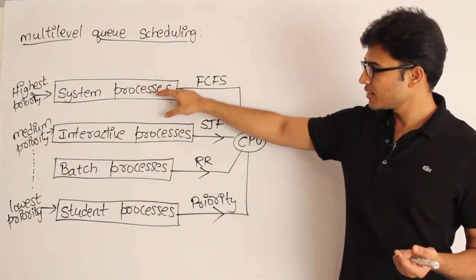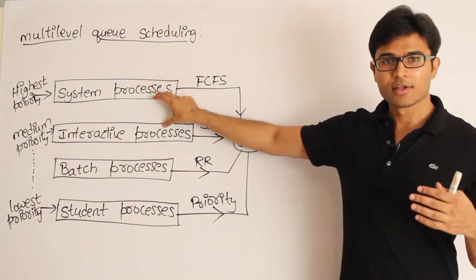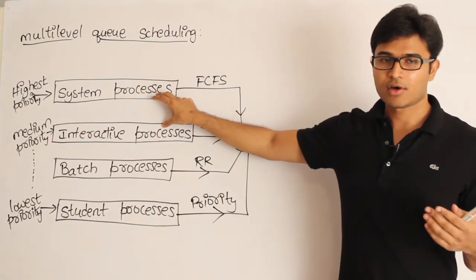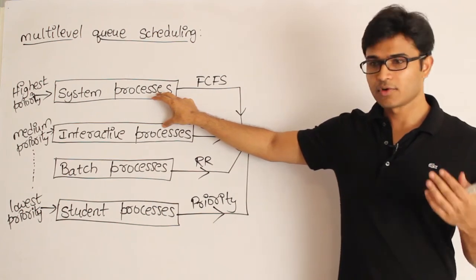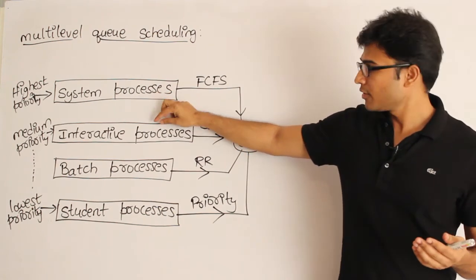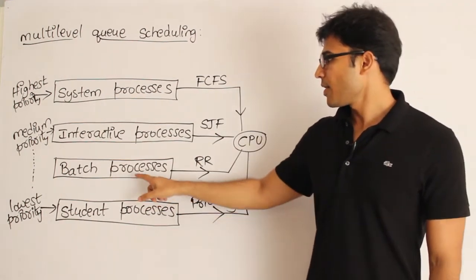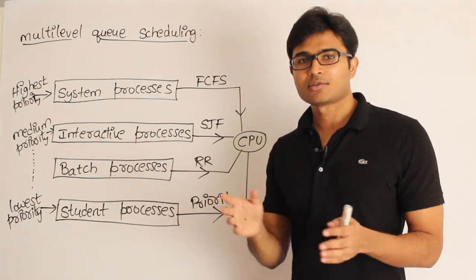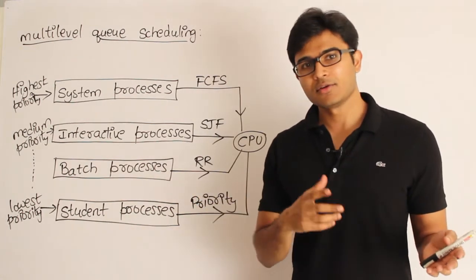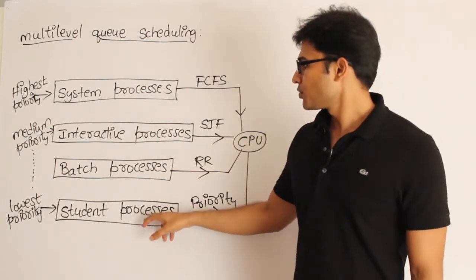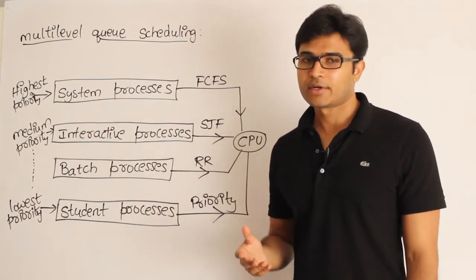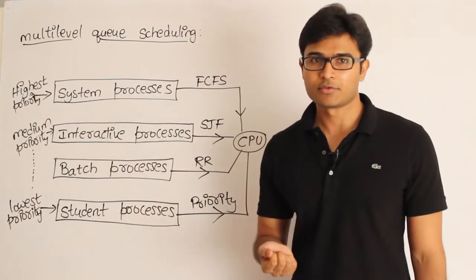So there are system processes, and interactive processes, which means when you're playing an online game, or doing some work with the computer, or listening to some music. So there has to be some interaction. And batch processes means you submit lots of jobs and then you leave, and later you come and collect the results. And student processes means normal students might have some programs to execute, right?